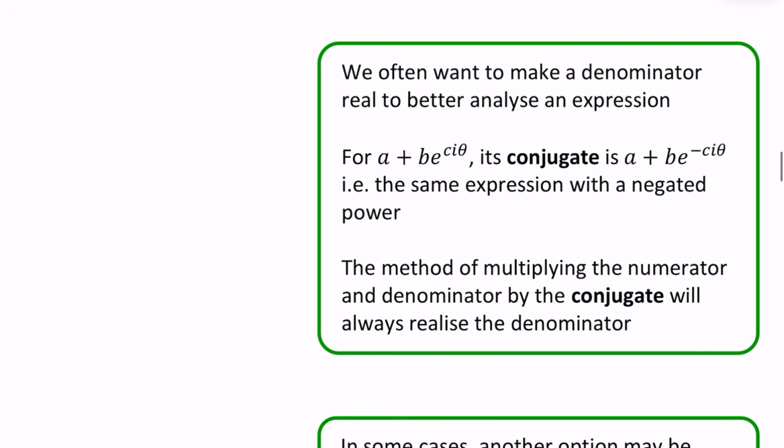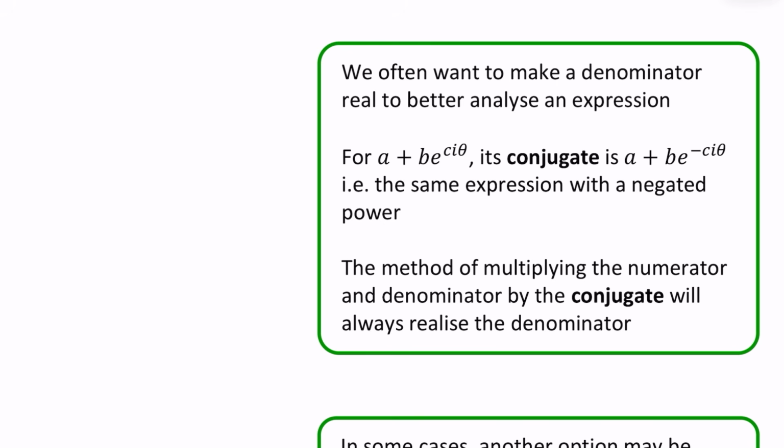So we often want to make a denominator real to better analyze an expression. If the denominator looks like this, where these two things here, a and b, are different to each other, its conjugate is the same expression, but just with the power negated. So we've got a new definition of what we mean by a conjugate in this scenario here. The same expression with a negated power.